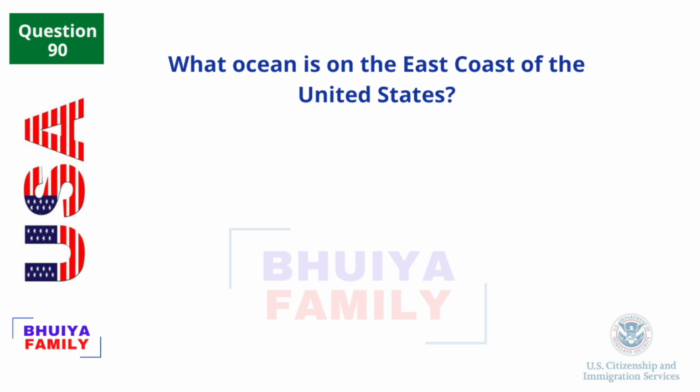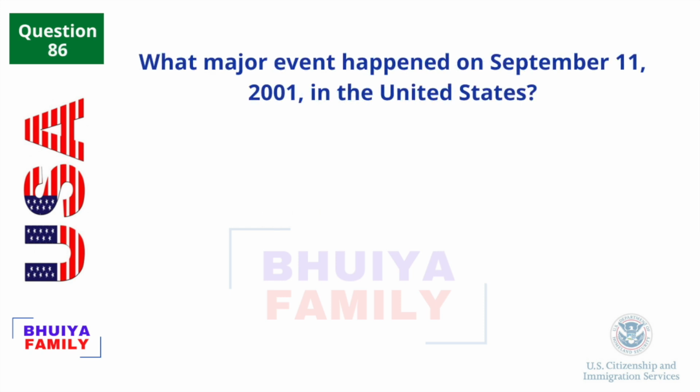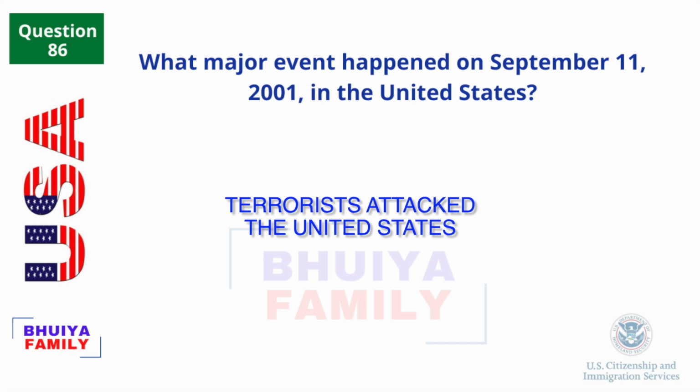What ocean is on the east coast of the United States? Atlantic Ocean. What major event happened on September 11, 2001 in the United States? Terrorists attacked the United States.